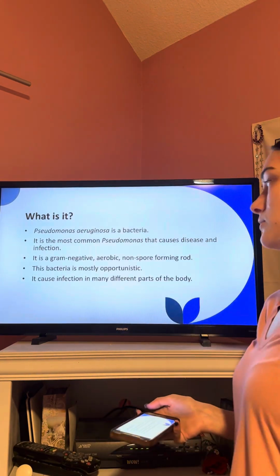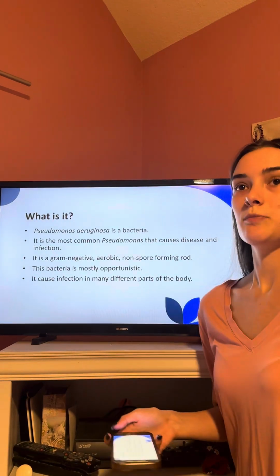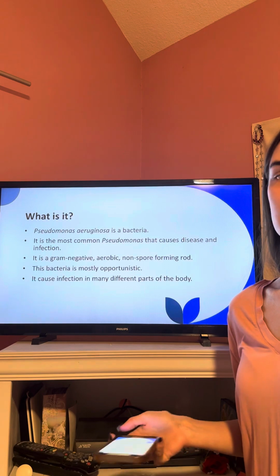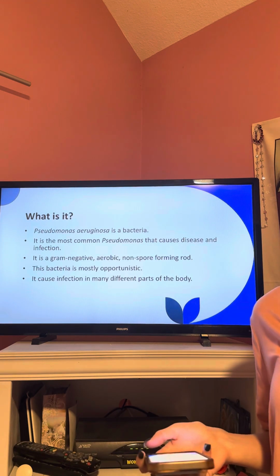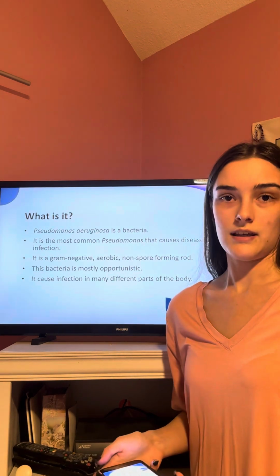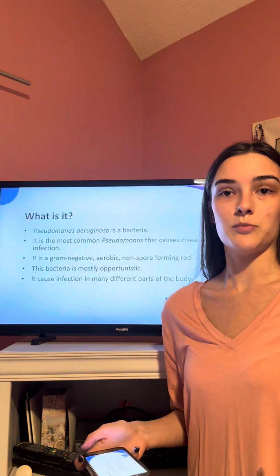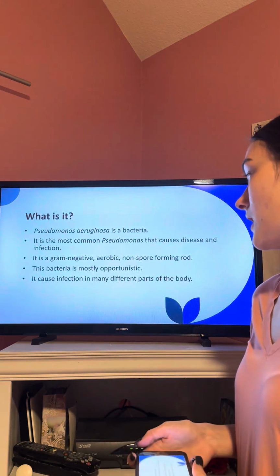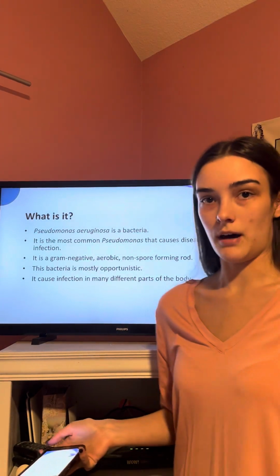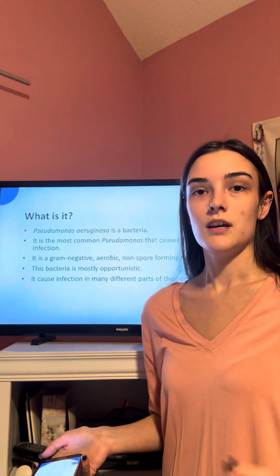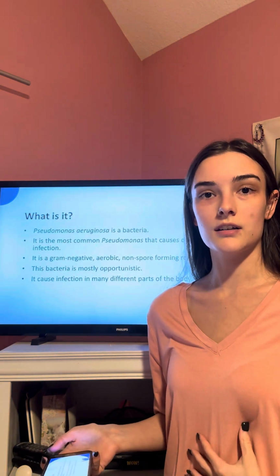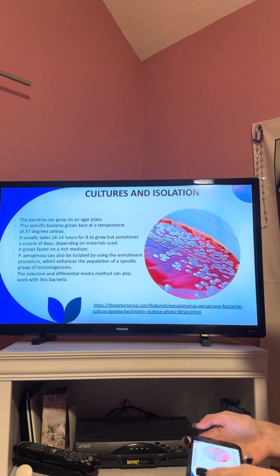This bacteria is mostly opportunistic, which means it takes advantage of people who are sick, who have things like cancer, HIV, and things like that, or people who have a suppressed immune system. It causes infection in many different parts of the body, your stomach, your heart, your lungs, and many other areas.